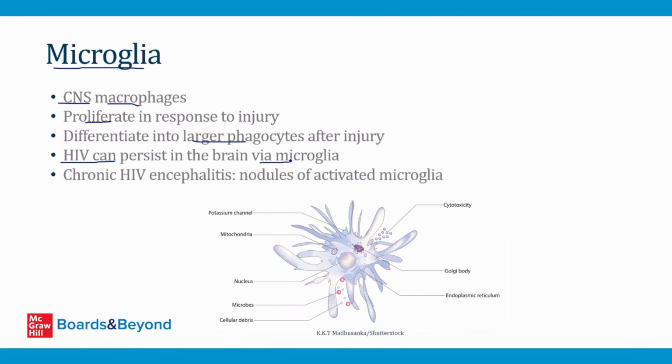When you treat patients with HIV with antiretroviral therapy, it can be difficult to completely eradicate the virus from the body. And one of the reasons for that is because the virus likes to hide inside of central nervous system macrophages. Along these same lines, in patients who have chronic HIV and develop encephalitis, you can find nodules of activated microglia that are being triggered and are growing in response to the HIV virus. So always think of these cells as associated with HIV.